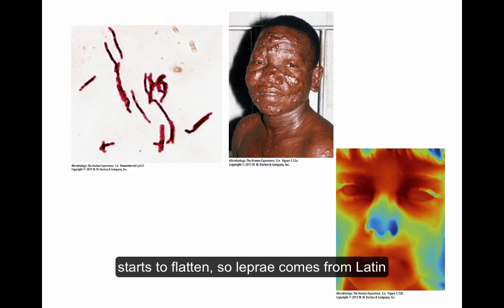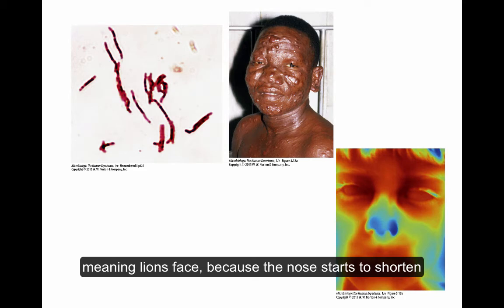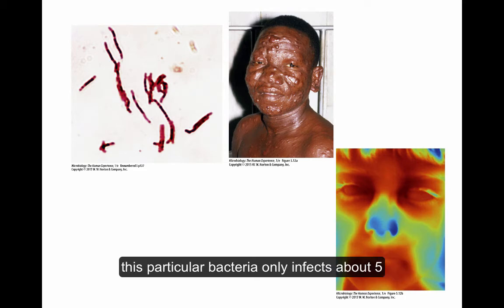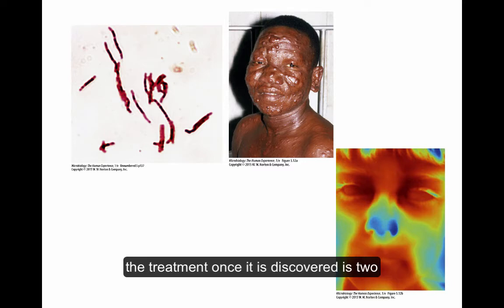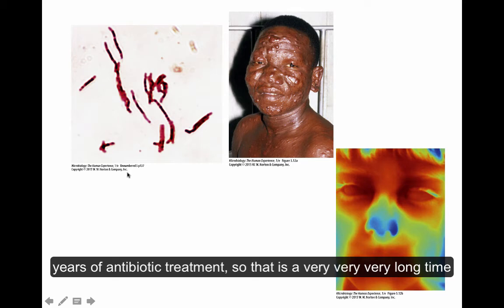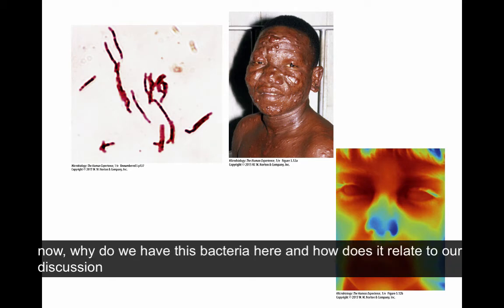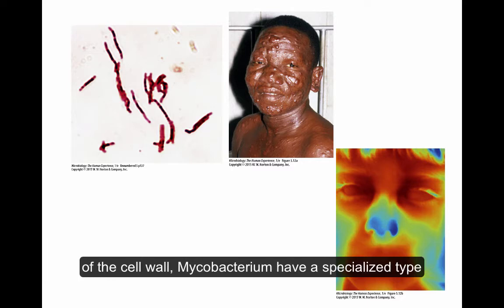So leprae comes from Latin meaning lion's face, because the nose starts to shorten. This particular bacteria only infects about 5% of those that are exposed, and it can go many, many years with no symptoms. The treatment, once it's discovered, is 2 years of antibiotic treatment. So that's a very, very long time. Now, why do we have this bacteria here, and how does it relate to our discussion of the cell wall?